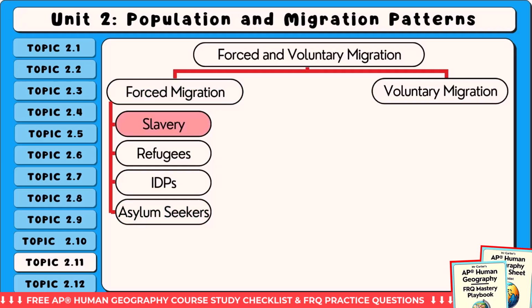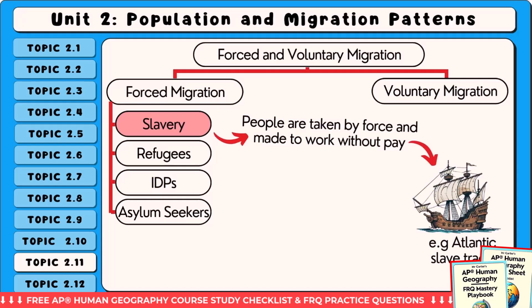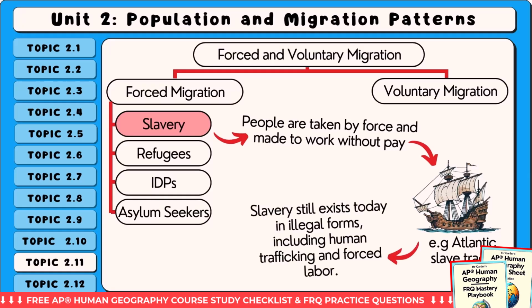Slavery is one of the oldest and most extreme forms of forced migration. People are taken by force and made to work without pay, often in terrible conditions. One of the most well-known examples is the Atlantic slave trade, where millions of Africans were kidnapped and transported to the Americas to work on plantations. Slavery still exists today in illegal forms, including human trafficking and forced labor.